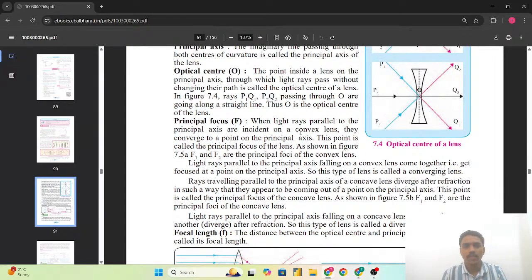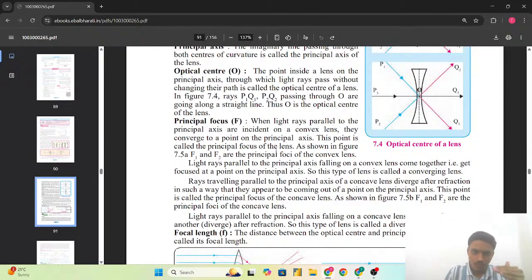Principal focus. When light rays parallel to the principal axis are incident on a convex lens, they converge to a point on the principal axis. This point is called the principal focus of the lens. मतलब एक लाइट रे जो ट्रेवल कर रही है पैरेलल टू द प्रिंसिपल एक्सिस. प्रिंसिपल एक्सिस क्या है? The imaginary line which is passing through both the centers of the curvature.